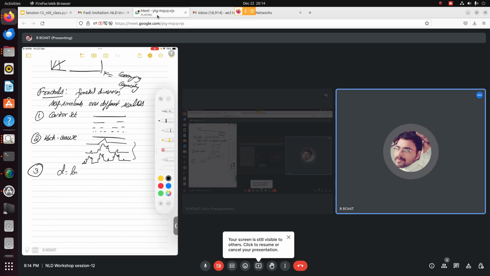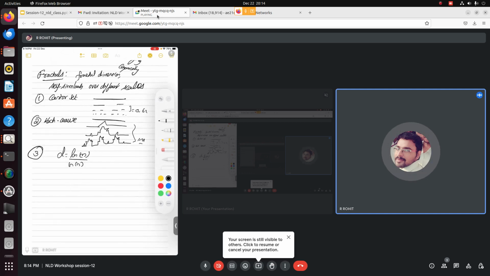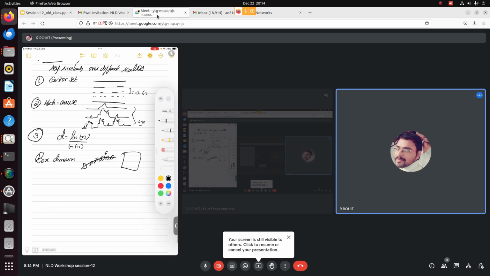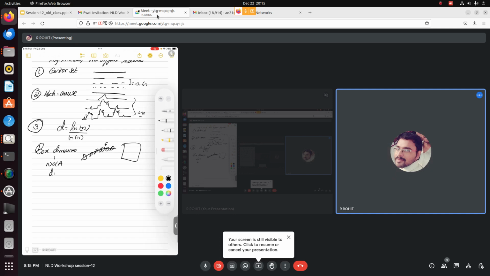Using the Cantor set and the Koch curve, we were able to show what their dimensions were. D is related to log of m by log of n, and we showed how the Cantor set got a fractional dimension of 0.63 and the Koch curve 1.29. Then we talked about box dimension. If you had a curve, the number of boxes of small epsilon that can cover it is proportional to a power of epsilon, and so box dimension was calculated according to that.